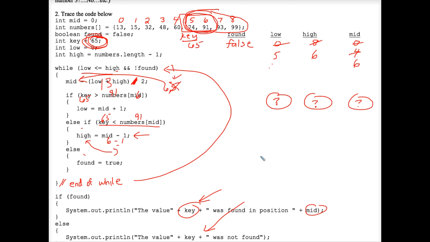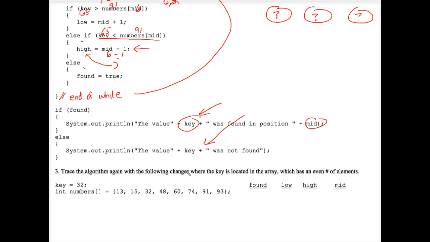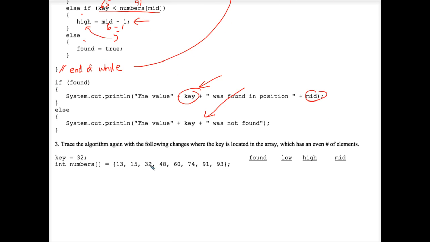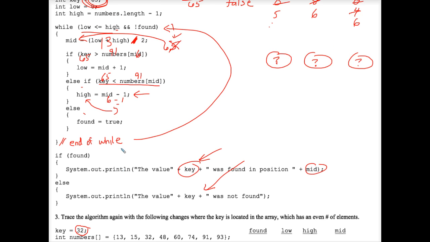And then after you're done with number 2, you'll have to trace that same algorithm again, but using this array as the array that you're searching, and the value 32 is the key instead of 65. Good luck.